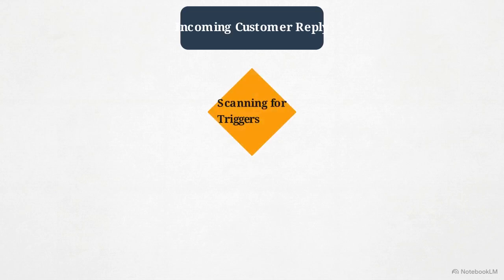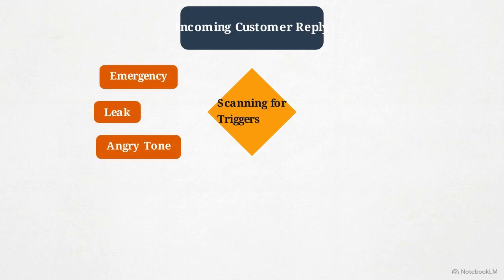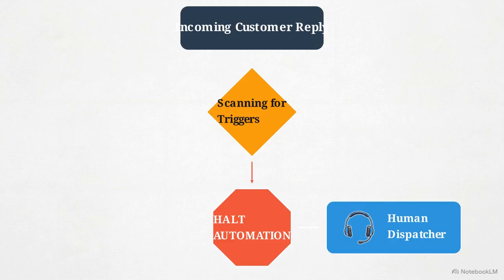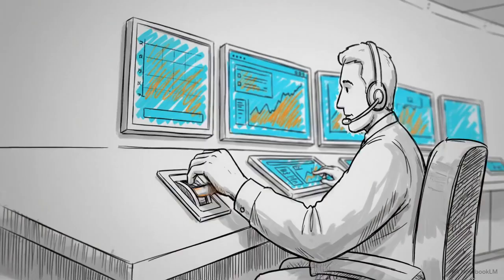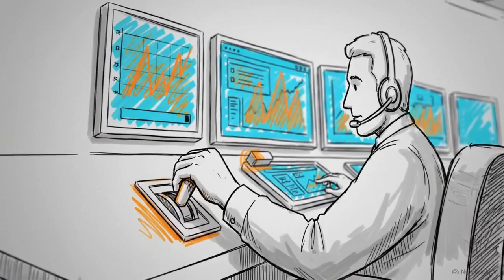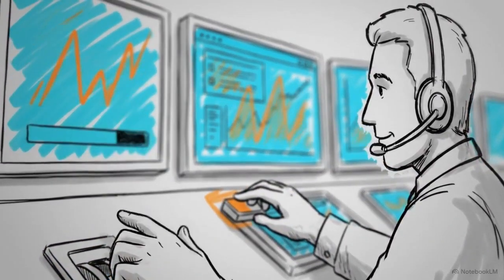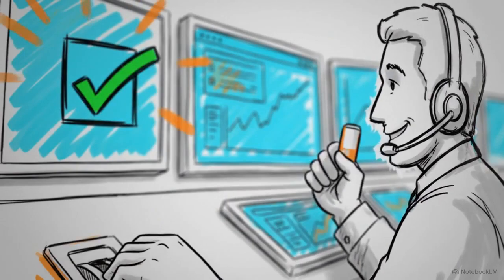This decision tree shows human escalation rules. Instruct the system to scan the customer's reply for trigger words. If they text emergency, leak, or use angry language, the automation stops entirely and instantly routes the thread to a human dispatcher. Imposing these strict boundaries keeps humans in charge of safety and technical decisions, turning the AI into a highly controlled, reliable intake assistant.